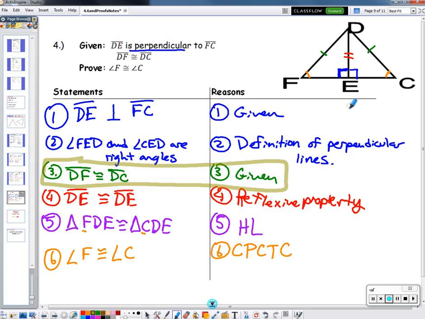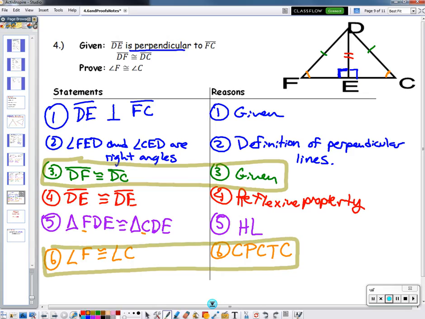So you have the converse in there too? Because remember, if I'm trying to use the segments to prove angles congruent, I'm going to use that converse property. So you could have jumped all the way down here to step 6 and said that angle F is congruent to angle C. The reason would be converse base angle theorem. So that's a 6-step proof that could have been done in 2 steps.